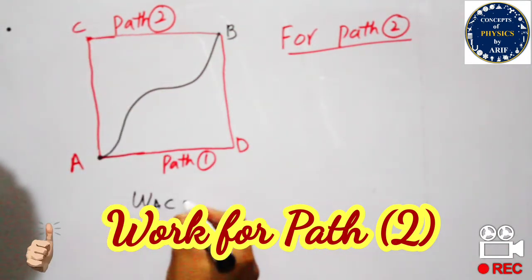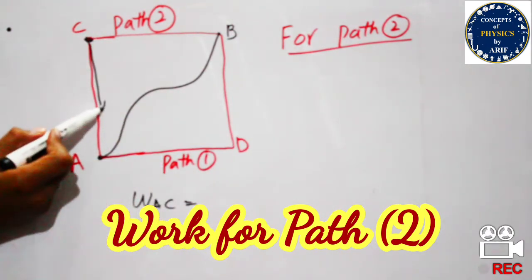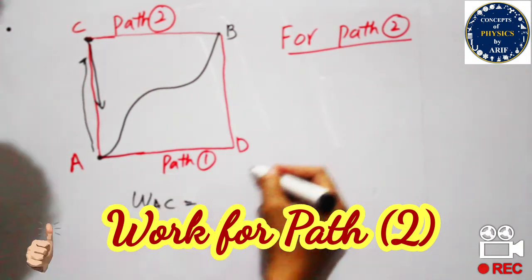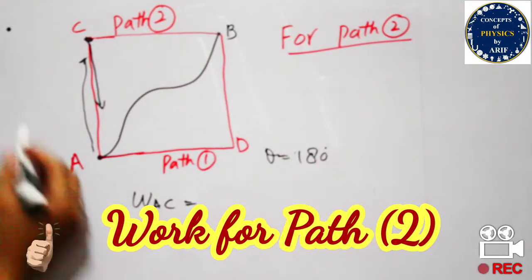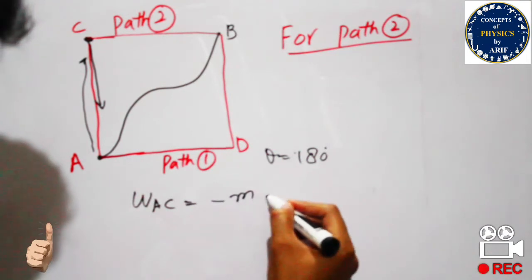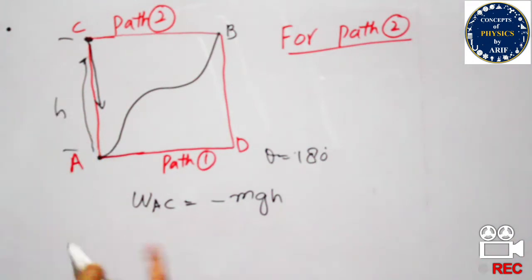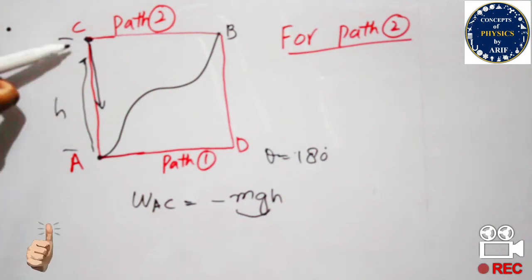W_AC is equal to... as you see, the gravitational pull is along the downward direction, but the object is moving in the upward direction. Theta is equal to 180 degrees in this case. The work will be minus mgh, because h is the height and the force due to gravity is mg. The negative sign shows that these are anti-parallel to each other. Gravitational pull is downward and the ball is moving in the upward direction.